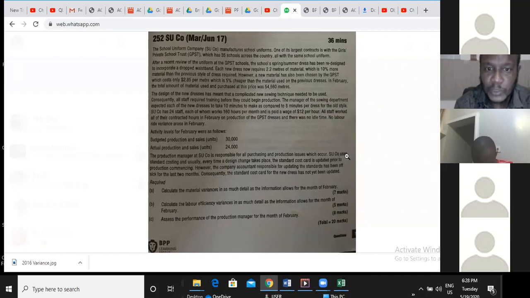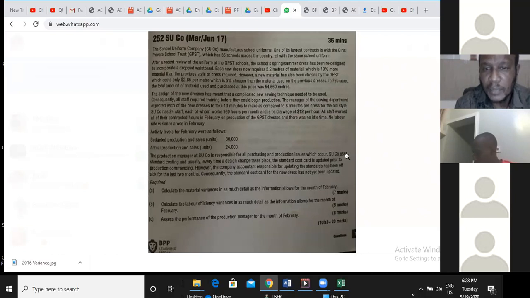So he's responsible for purchases, so material price variances will be his issue. He is responsible for production, so production issues, whether in terms of usage variance or labor efficiency variance, would also be the issue. That's what they're giving us the information for.